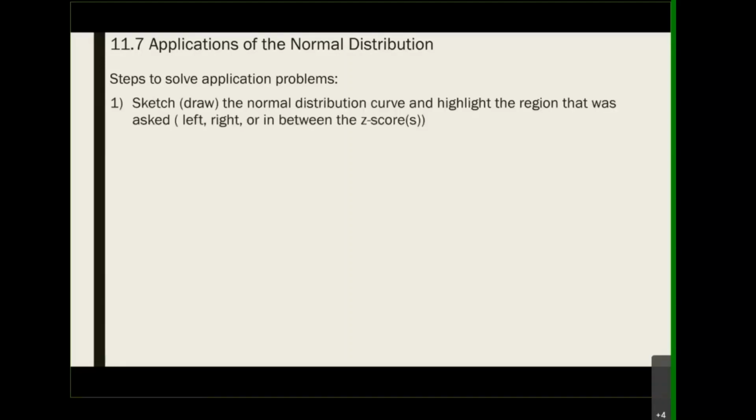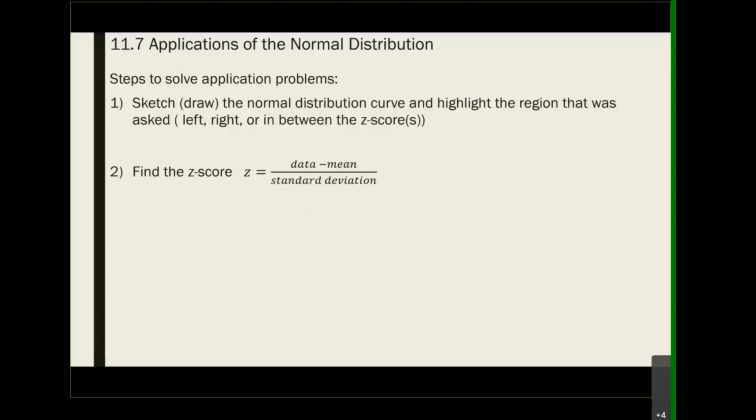The first step is you need to sketch or draw your normal distribution curve. It doesn't have to be perfect. Just sketch some curve, and then highlight the region that we're looking for. Like I mentioned, there are 3 regions they will ask you: the region to the left, the region to the right, or the region between the 2 z-scores. Those are the only 3 questions they will ask you. So highlight them, shade them, whatever you want to do.